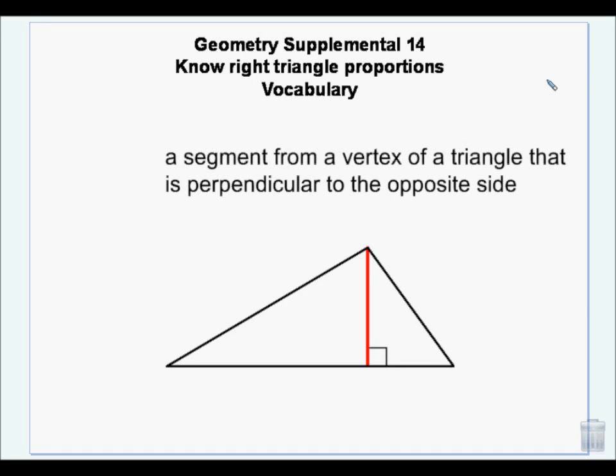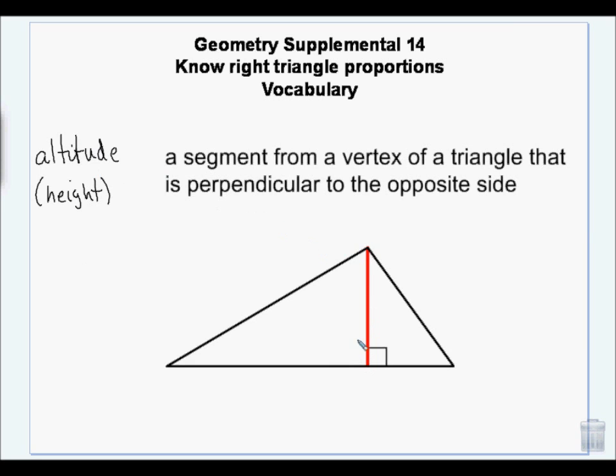A segment from a vertex of a triangle that is perpendicular to the opposite side is an altitude. We're not doing it. You can also call it a height. And every triangle has 3 altitudes.